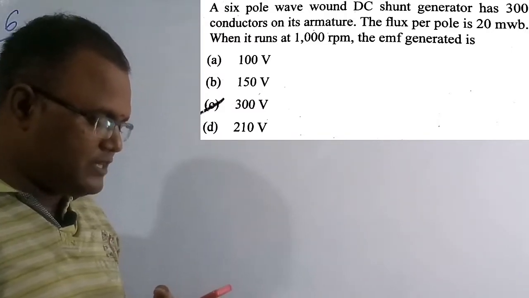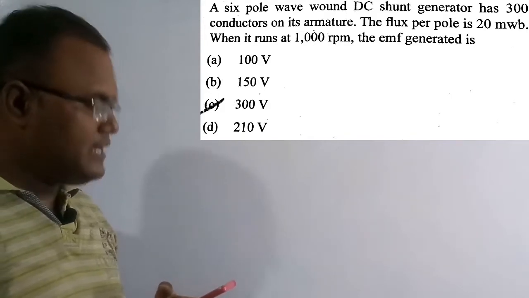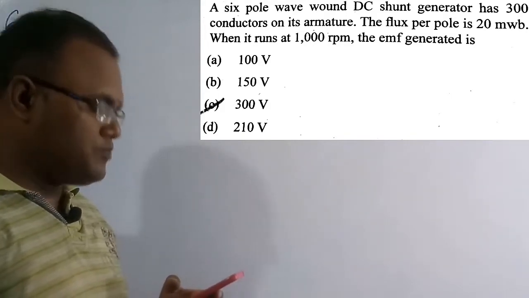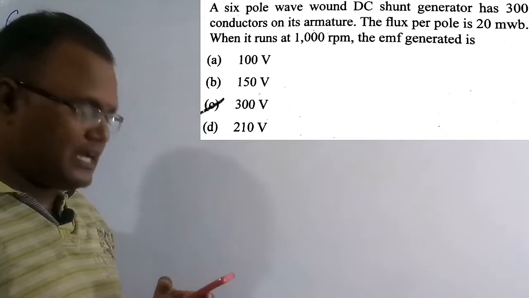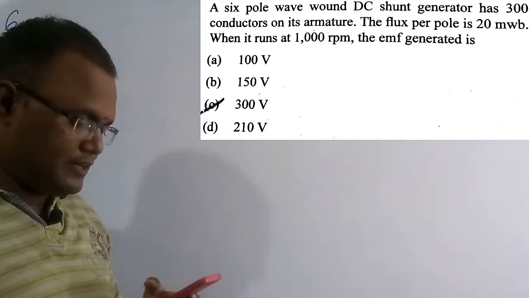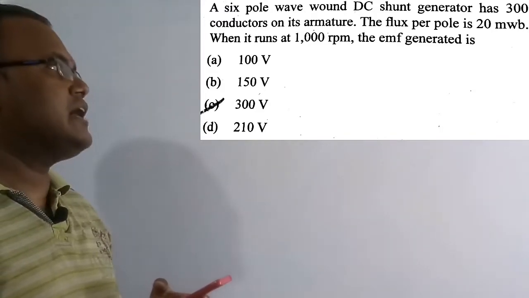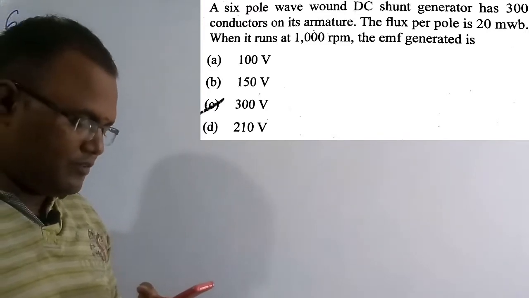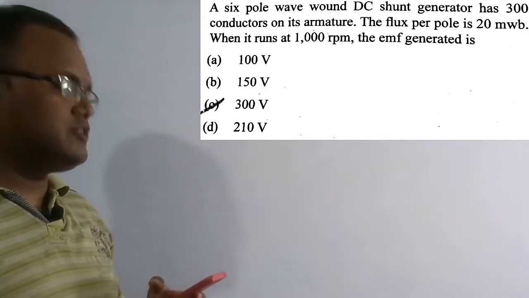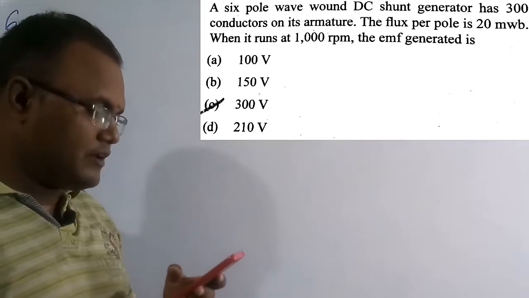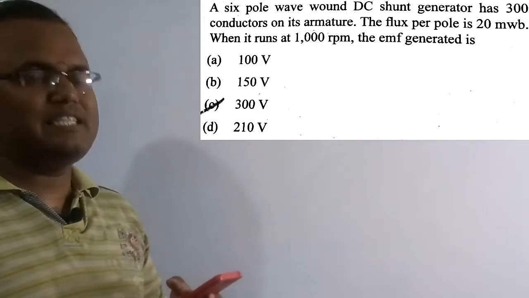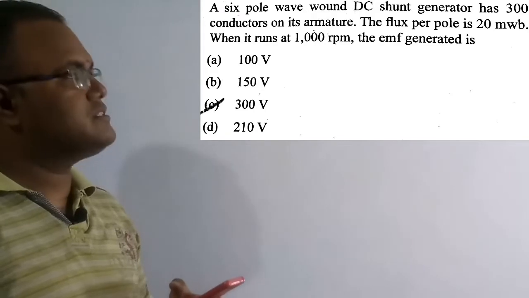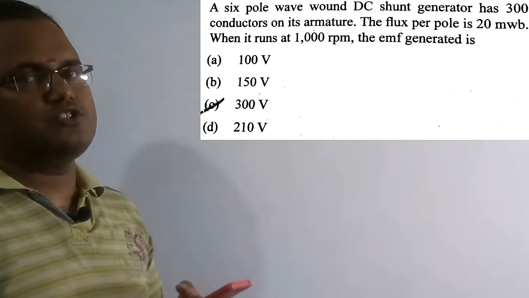So basically they have given a DC shunt generator. It has 6 poles, and the armature conductors are wound in a wave winding, with 300 armature conductors, and the flux per pole is 20 milliweber. It is going to run at 1000 rpm. Based on this we have to find the EMF which is generated. So what are the four options? Option C, 300 volt, is the correct solution of this question.